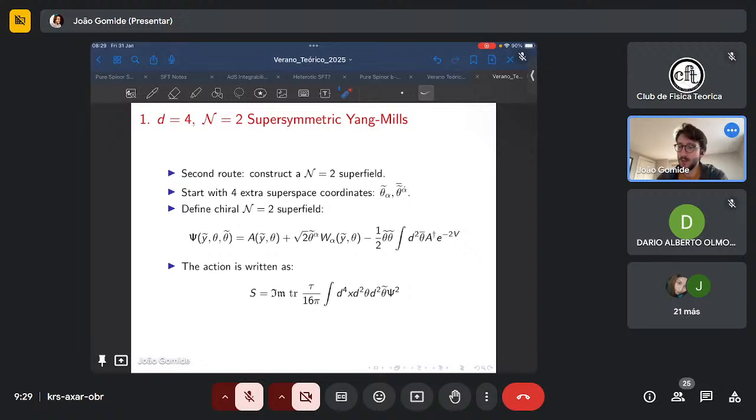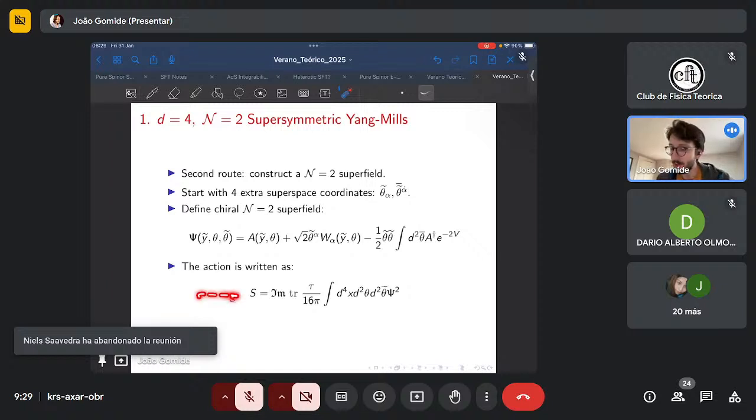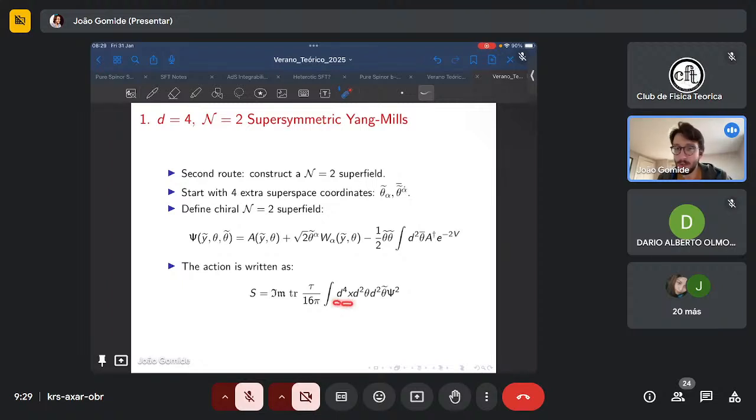This is not always the case. For higher supersymmetries, it's not always possible, but for N=2 you can define this N=2 superspace and write an action this way. So here it is like an action where you integrate over the usual four-dimensional space-time directions, but you also integrate over these super coordinates, theta and theta tilde.